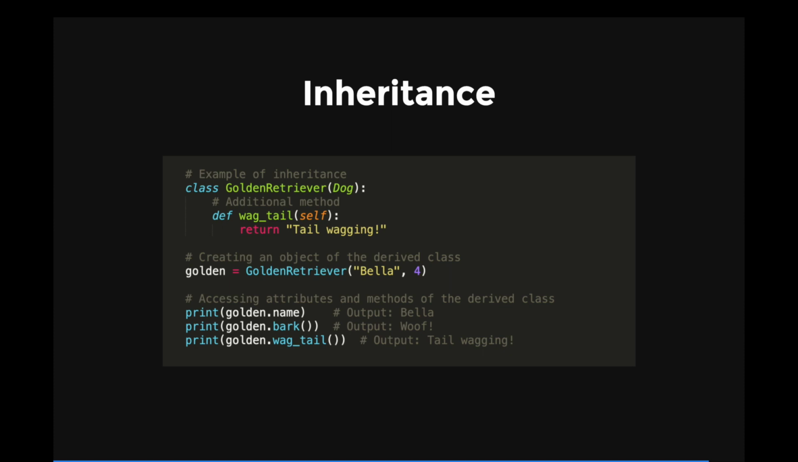The GoldenRetriever class has its own additional methods, like wag_tail. While inheriting the name, age, and bark methods from the Dog class, it has its own wag_tail function which can be called. So if you see at the bottom, when we are printing golden.name, that is not defined here but in the Dog class.